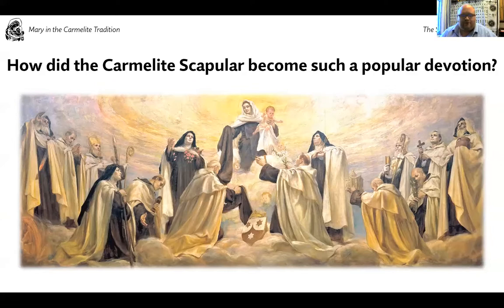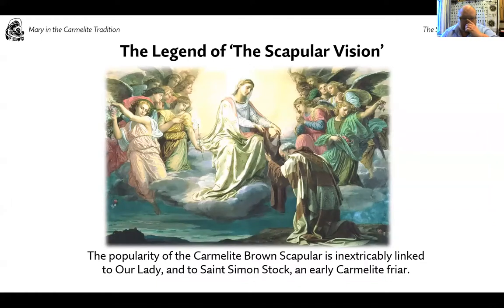And I left you with a question hanging. How did the Carmelite scapular become such a popular devotion? And it's really all down to the legend of the scapular vision. It's inextricably linked to Our Lady, of course, and Simon Stock, an early Carmelite friar. And this is where things get a bit contentious, because many of us grew up hearing the story of the scapular vision, and there are many strongly held beliefs about it.